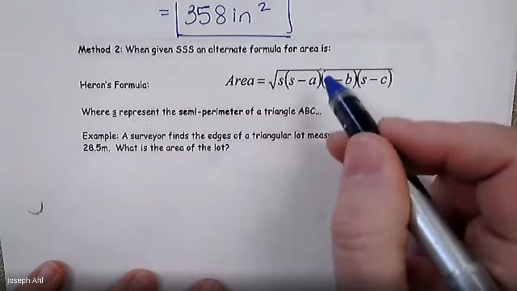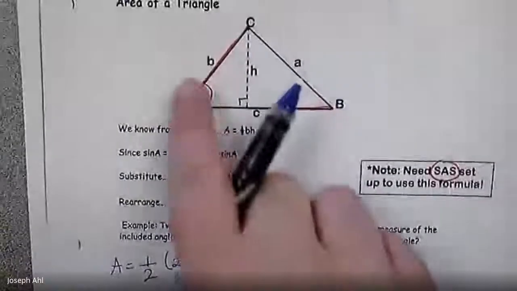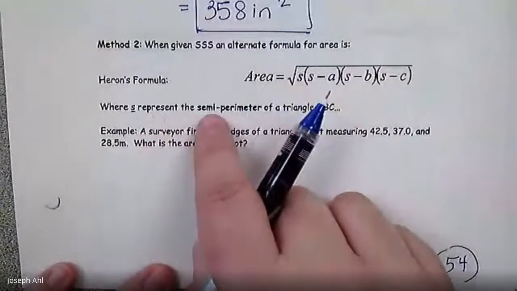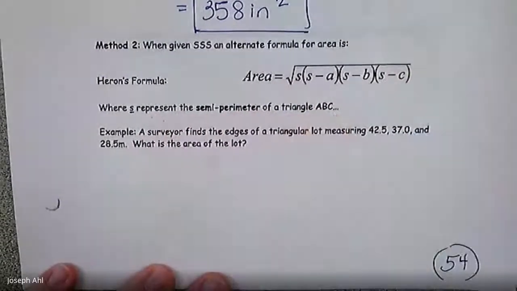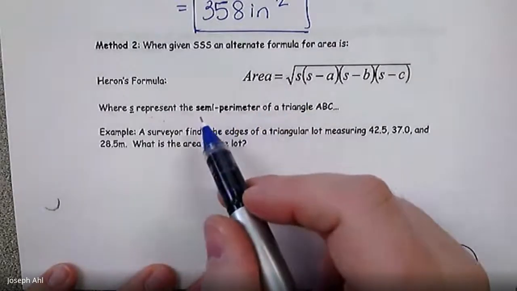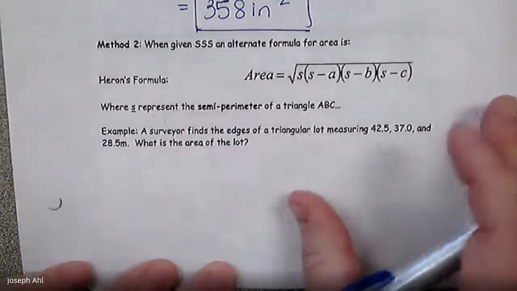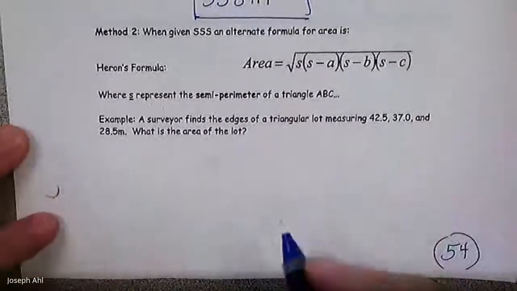Now, what are A, B, and C? A, B, and C are the 3 sides. But what is this thing called S? S is represented by the semi-perimeter of triangle ABC. Semi-perimeter is exactly what it sounds like. It's half the perimeter. So if you can calculate that, then we can use Heron's formula pretty easily here.